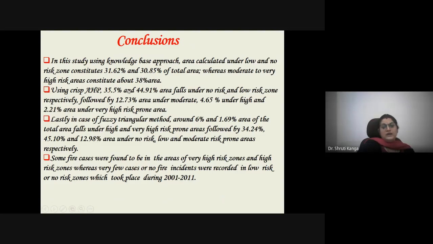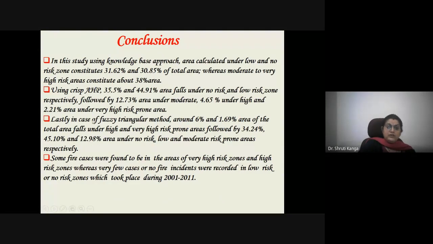Using AHP, we could only get around 12.73 and 4.5 percent under moderate and low risk zone area, whereas 4.65 and 2.21 is under high and very high risk zone. Lastly, in the case of fuzzy triangular, we got around 6% and 1.69% area under high and very high risk prone area, whereas around 34 percent, 45 and 12% under no risk, low risk or moderate risk zone were found.